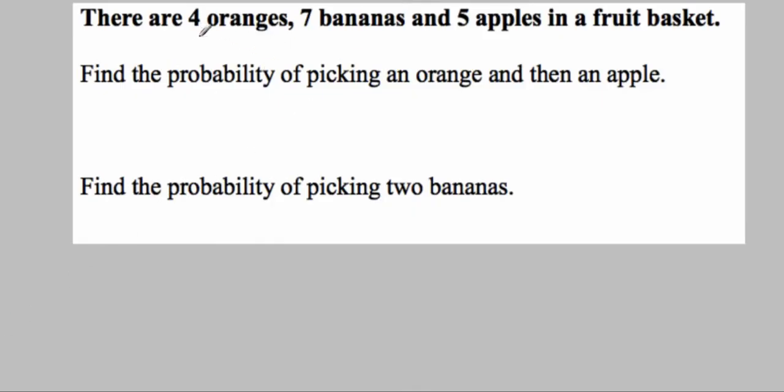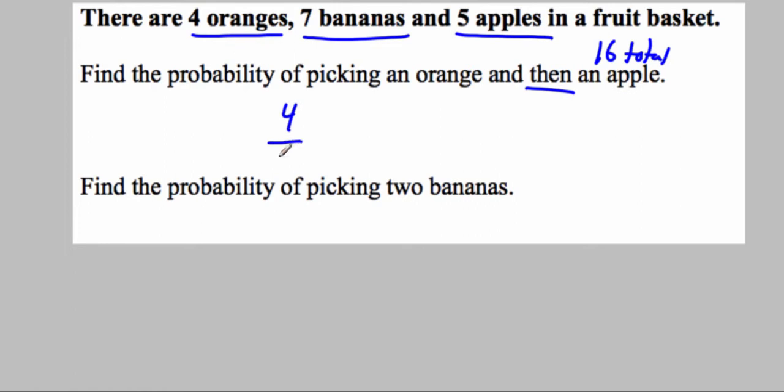So this one says there are 4 oranges, 7 bananas, and 5 apples in a basket. So that gives me 16 total pieces of fruit. I want to know the probability of picking an orange and then an apple. Well, start with the orange. There's 4 oranges out of 16 pieces. So that part's easy. Same thing we've done before.